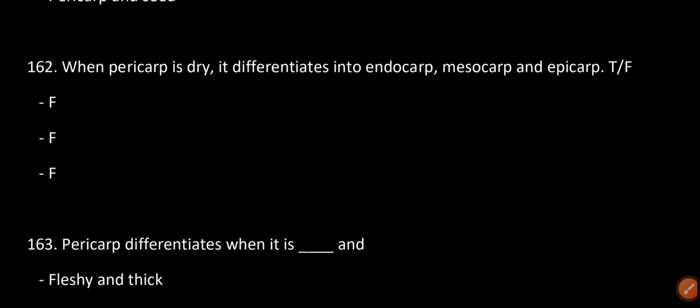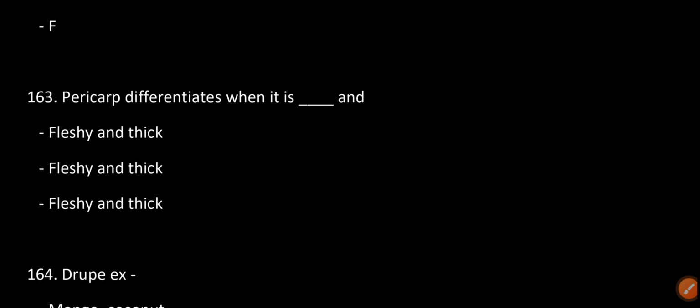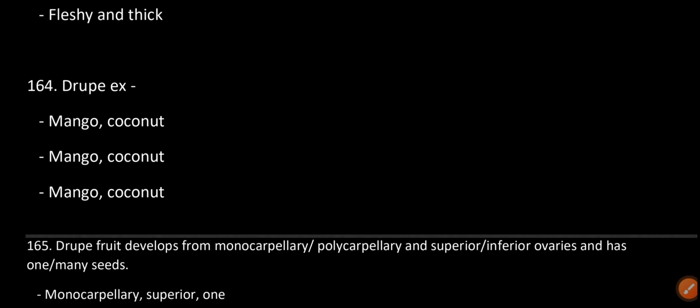When pericarp is dry, it differentiates into endocarp, mesocarp and epicarp. False. Pericarp differentiates when it is dash and dash: fleshy and thick. Drupe examples: mango, coconut.